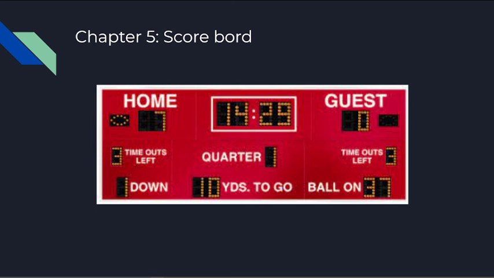Here's timeouts. Each team has 3 timeouts per half. Or excuse me, for 2 quarters you have 3 total breaks. And if you put all 4 quarters together, you have a total of 6 breaks. Now downs is the 1 through 4. Yards to go, that's until the team would get a first down, and the ball on is where the ball is on the field.